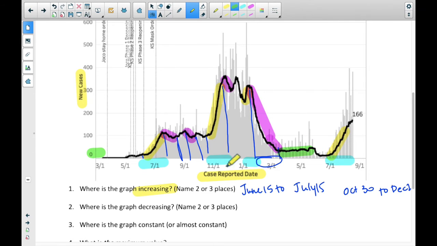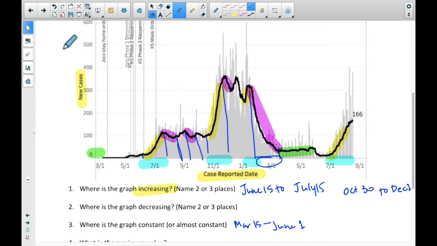But if you described this flat place, where would you say that it is? Well, you'd say it's from, I don't know, middle of March through maybe June 1st. So where is it constant? We'll say March 15th through June 1st. But again, notice when I describe it, I'm using the x-axis, right?